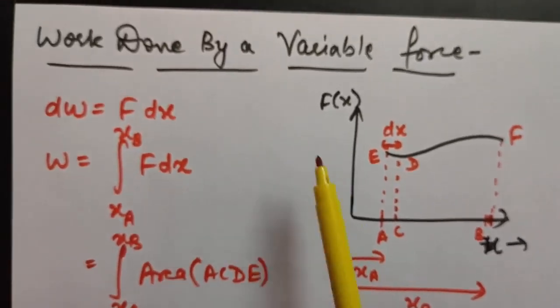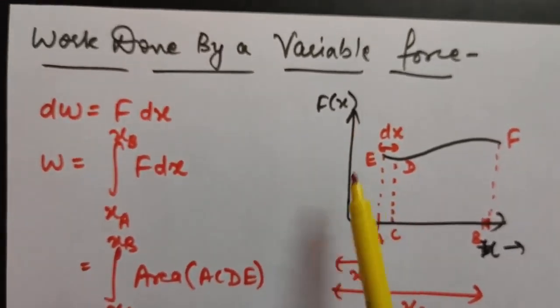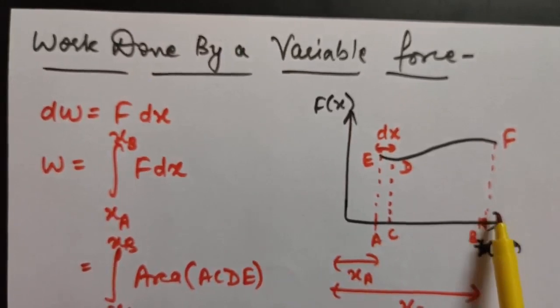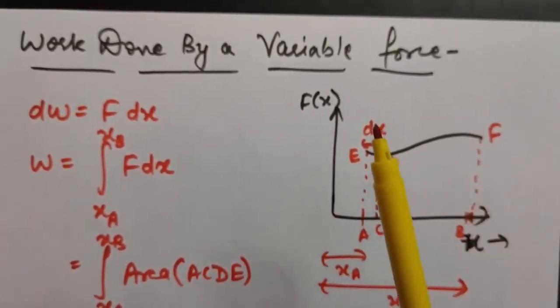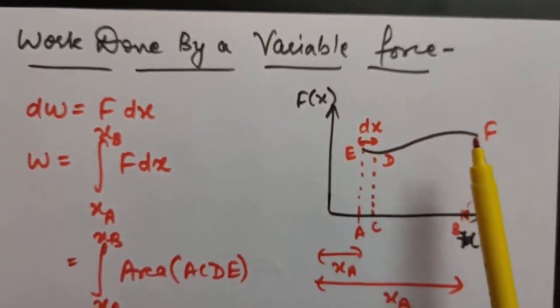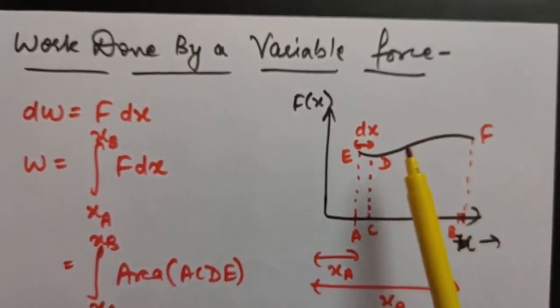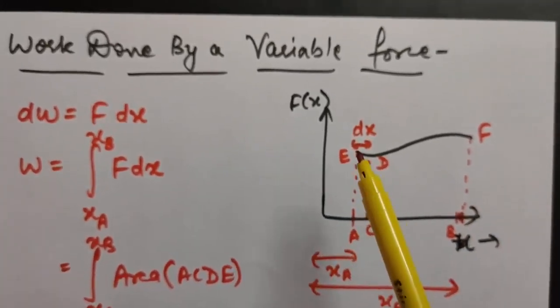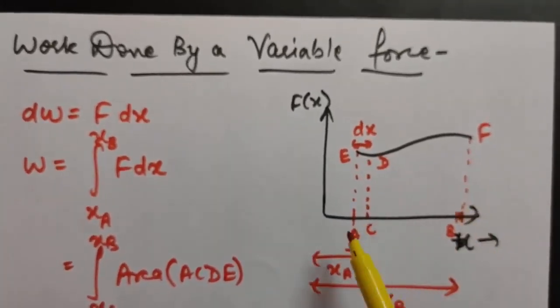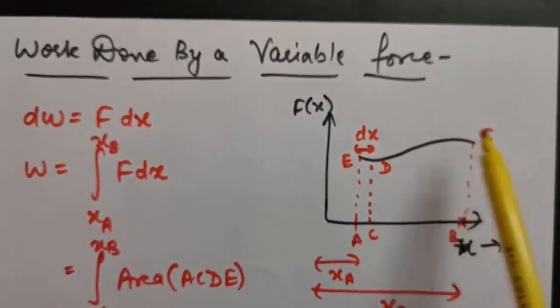For example, look here, this is the force on the y-axis and this is the distance on the x-axis. So as you can see, this is the graph for the force. This force is depending on the distance, so it is a variable force. It is changing with the distance traveled. Okay, so let us draw this dotted line and denote it by A, B, F, E.